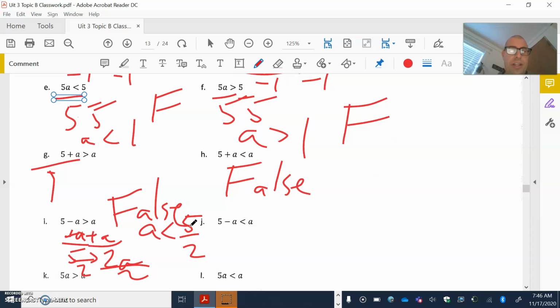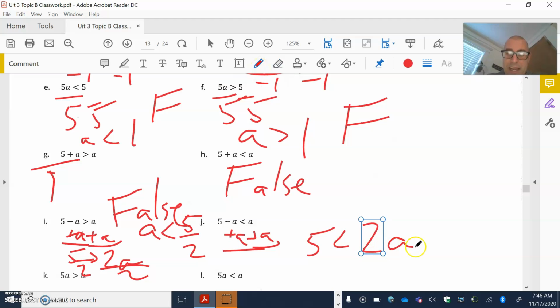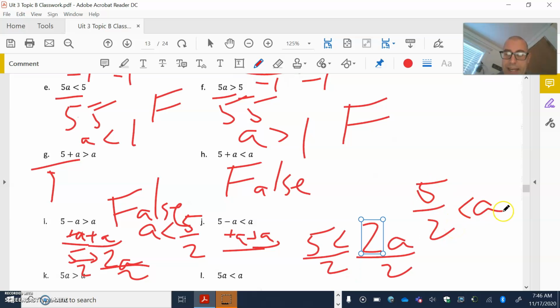And then the explanation: if you add a 5 onto something, it's always going to be bigger than what you started with. So let's go down to letter J here. Again, let's use that equation idea. Let's add an A to both sides. So we've got 5 is less than 2A. Did you find my mistake on the previous problem? Let's go back to that in a second. Let's finish this one first. 5 is less than 2A. Divide both sides by 2. So I've got 5/2 is less than A. Again, that makes it false because they need to be negative, and some of those are positives.